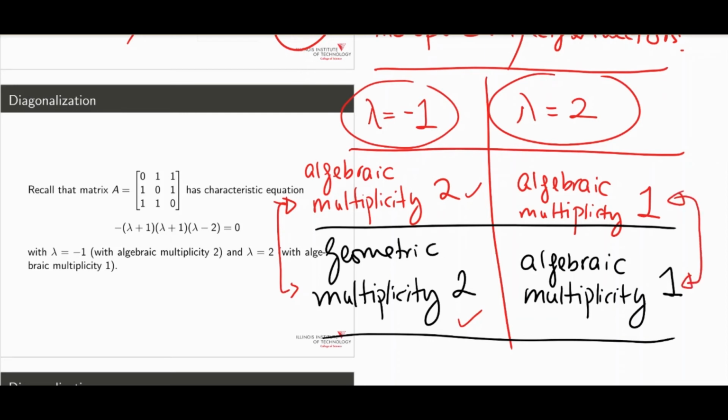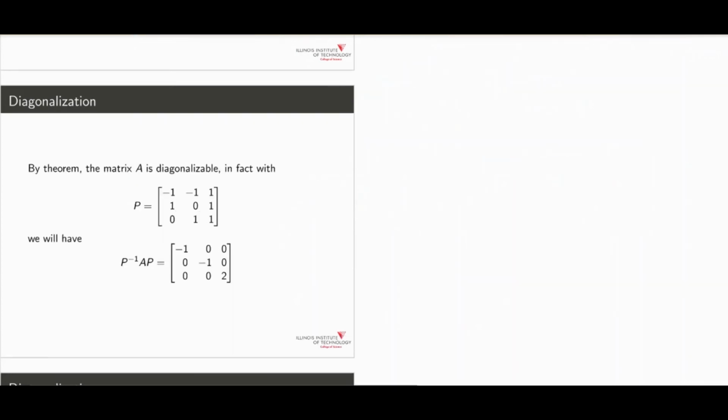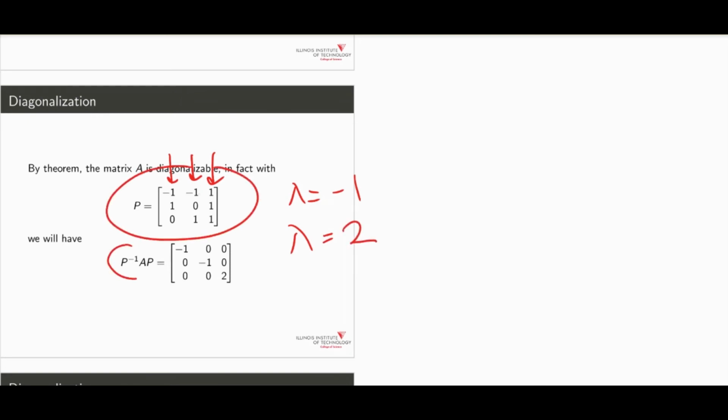So in this case, we know that matrix A is diagonalizable. In fact, if you compute the eigenvectors, so this is the eigenvectors for lambda equals -1, and this is the eigenvectors for lambda equals 2. So if you arrange it this way, P inverse AP is going to give you this diagonal matrix, all right?